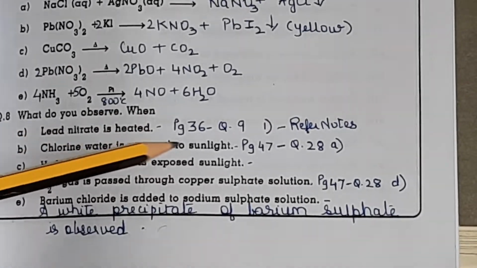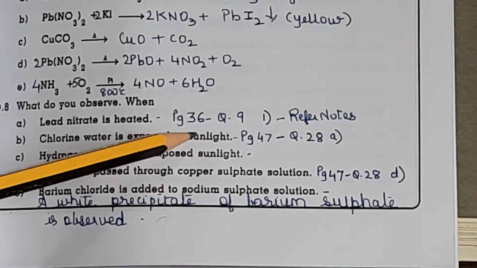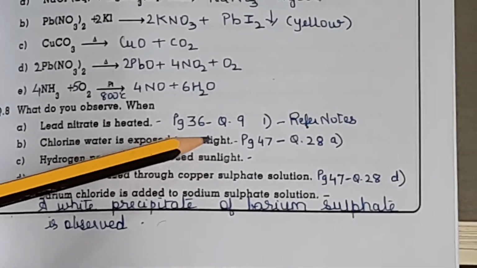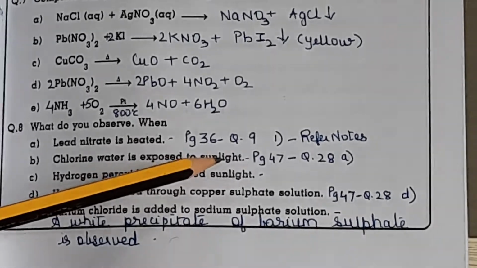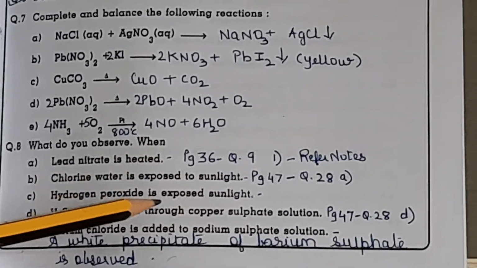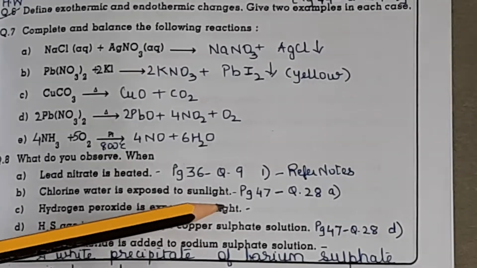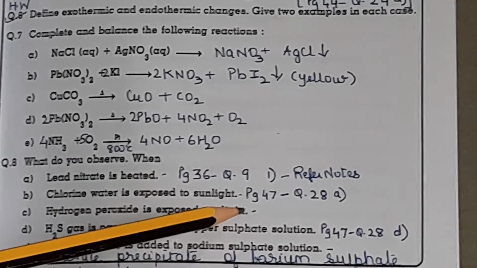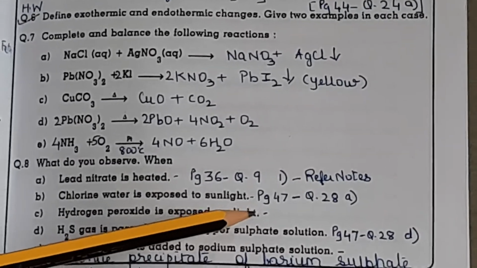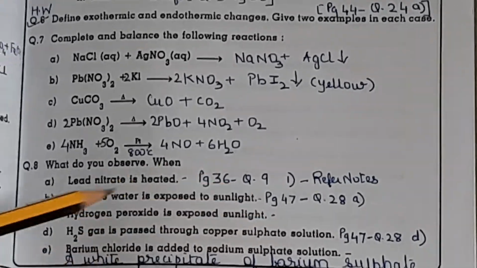Next is chlorine water is exposed to sunlight. So when you expose it to sunlight, you will get a colorless, odorless gas which will rekindle a glowing splinter. So the gas is oxygen. Hydrogen peroxide is exposed to sunlight. Same observation. You will get a colorless, odorless gas which rekindles a glowing splinter, meaning oxygen is liberated, and along with that water is formed.